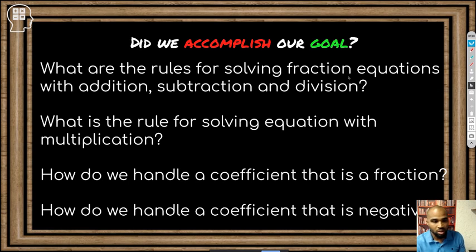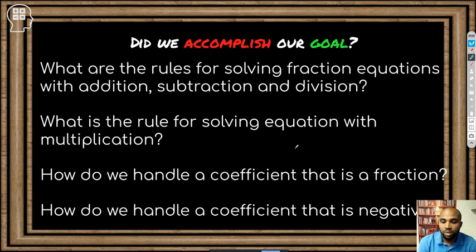Did we accomplish our goals? What are the rules for solving fractions with addition, subtraction, and division? We saw that with the properties of equality, where we had to add the same thing or multiply the same thing or subtract the same thing or divide the same thing on both sides. So that's the rule for multiplication as well. How do we handle a coefficient as a fraction? Well, we talked about it, right?